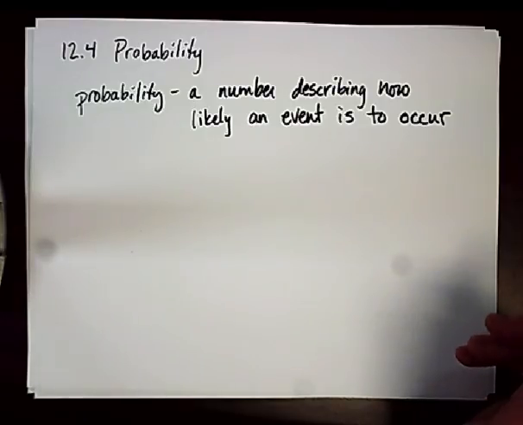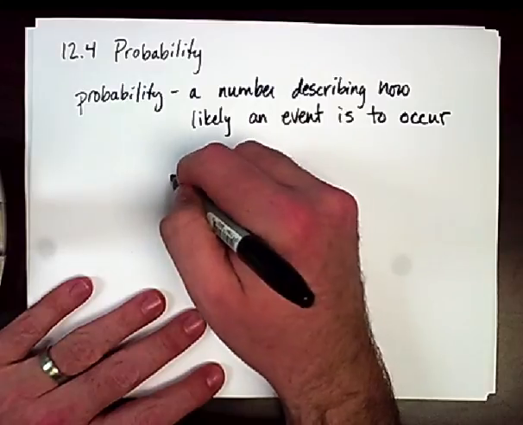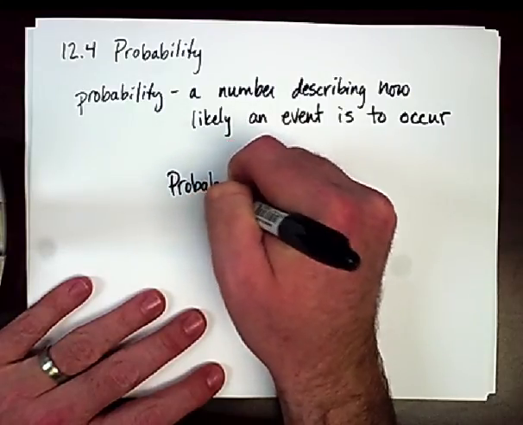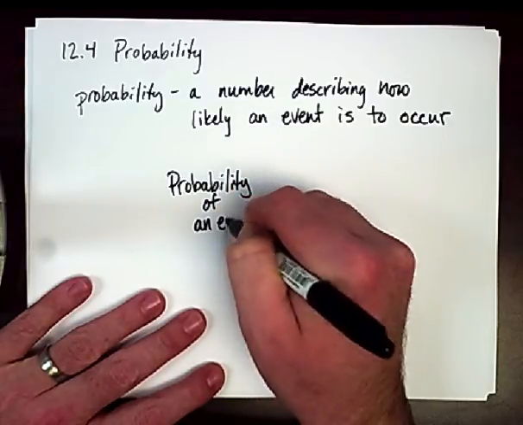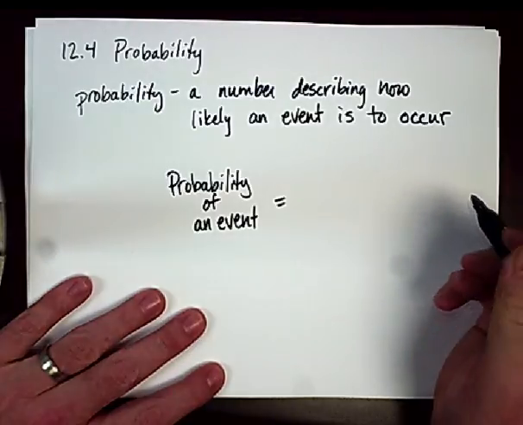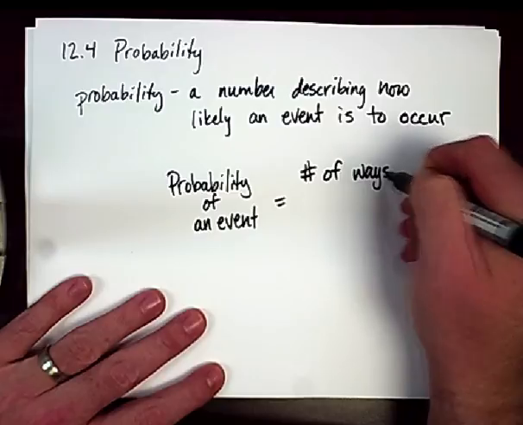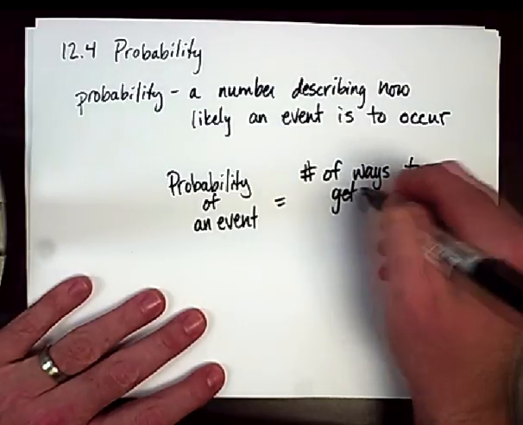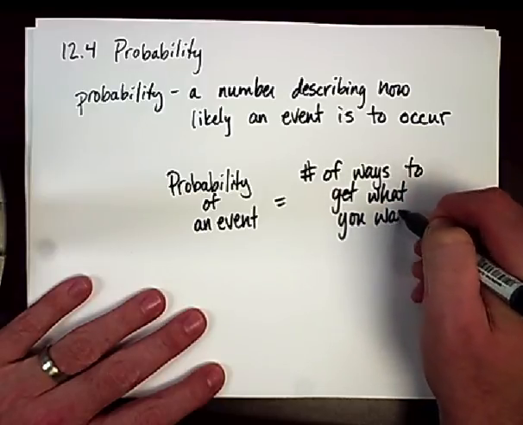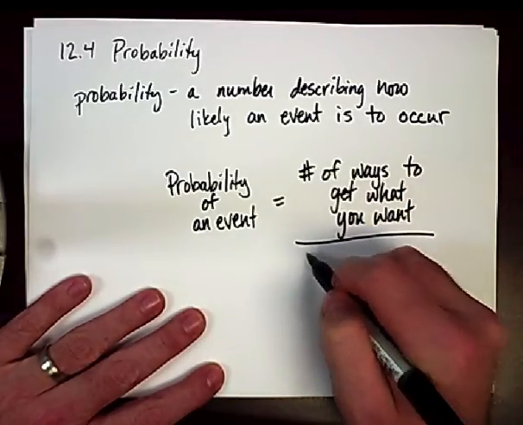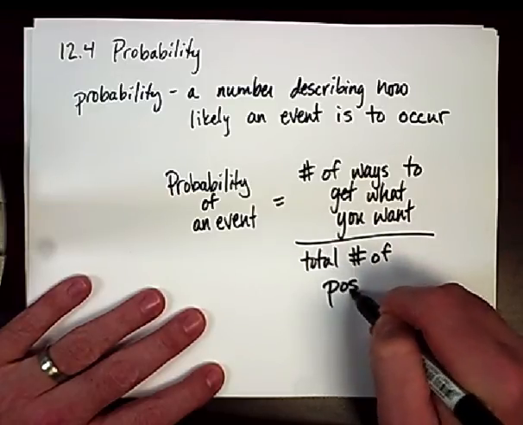And there are many different ways to calculate probability. It all boils down to the basic formula: the probability of an event is equal to the number of ways to get what you want over the total number of possibilities.